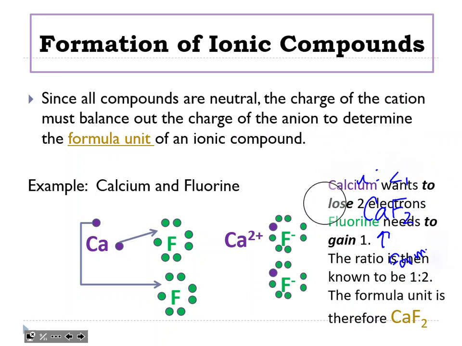And over here I wrote over this part, so let's read it. The calcium wants to lose the 2 electrons, the fluorine needs to gain the 1 electron, so we end up with this 1:2 ratio, CaF2.